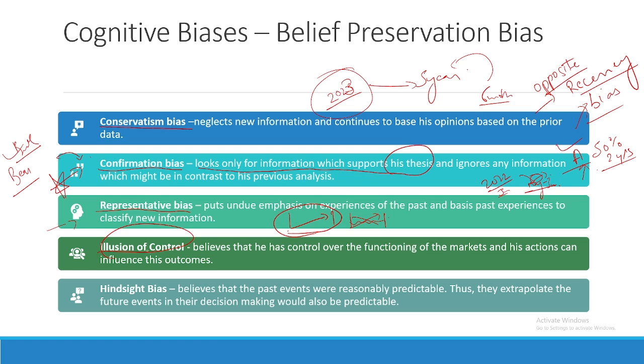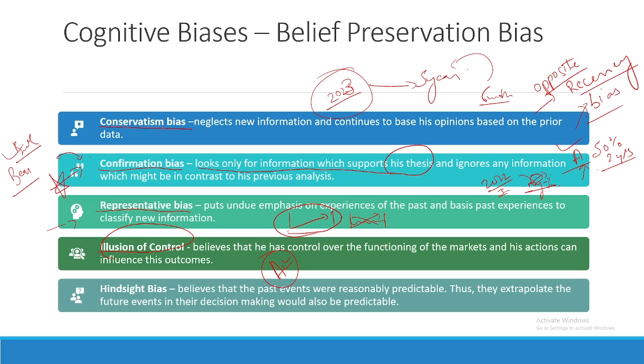Illusion of control. People who show this bias tend to believe that they have control over the functioning of the markets, and that their actions can influence the outcomes. An example can be somebody who's in a senior position in a company. Let's say that company A is doing well, the financials are good, the product is selling well, and because he has information about the day-to-day activities of company A, he might tend to believe that this will outperform the market, so he goes overweight on the position.